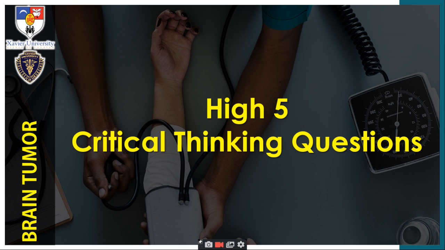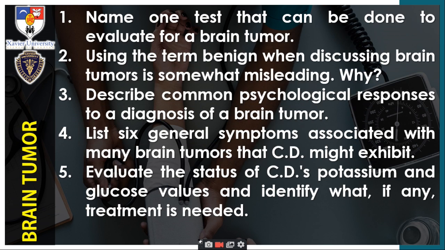Let us now have your high 5 critical thinking questions. Number 1. Name 1 test that can be done to evaluate for a brain tumor. Number 2. Using the term benign when discussing brain tumors is somewhat misleading. Why? Number 3. Describe common psychological responses to a diagnosis of a brain tumor.